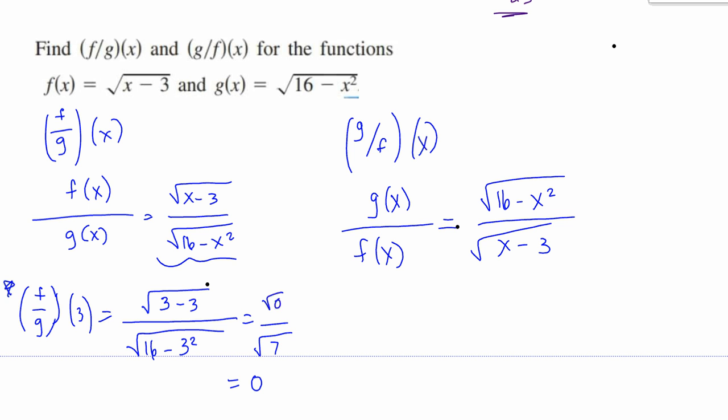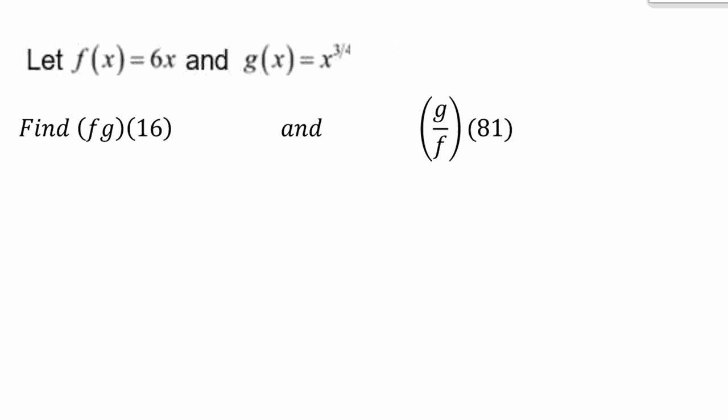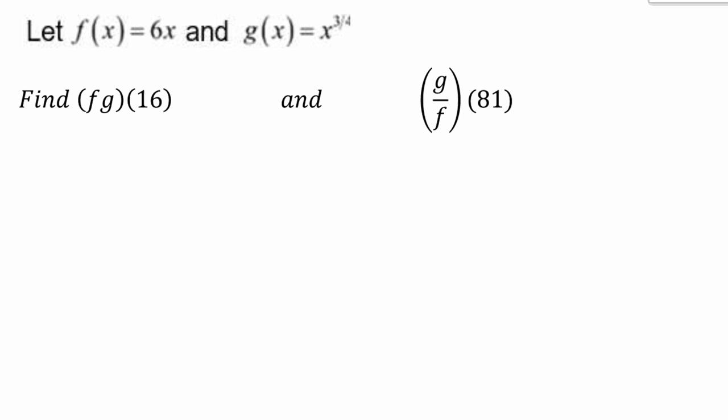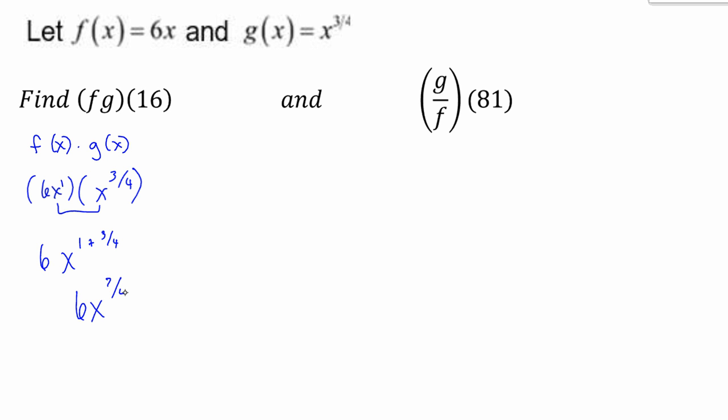All right, that's it as far as examples are concerned. Just kidding, forgot about these last two. Just more practice with multiplying and dividing. So fg of 16. Again, you can find f of x times g of x. So 6x times x to the 3/4. Properties of exponents say when you multiply them together, you should add their powers. So this is a 1, you'll go 1 plus 3/4, or 6x to the 7/4.